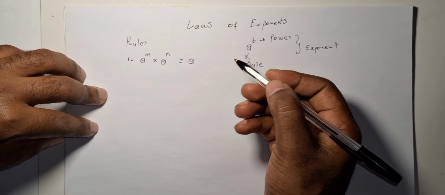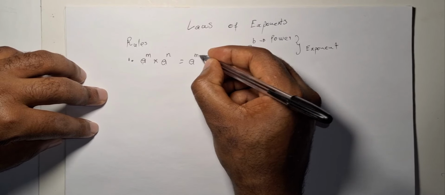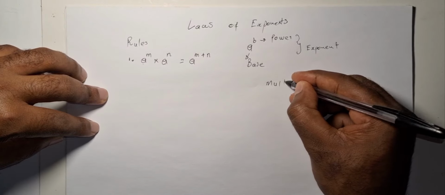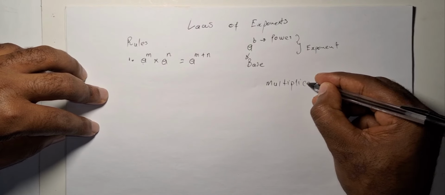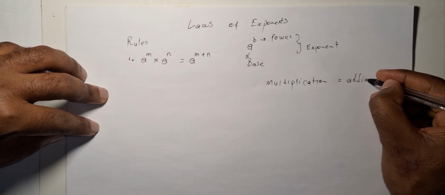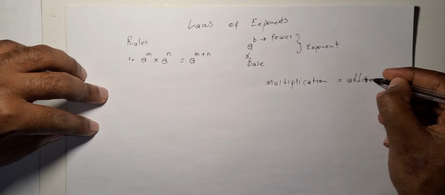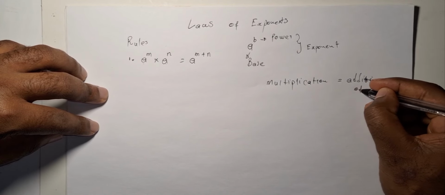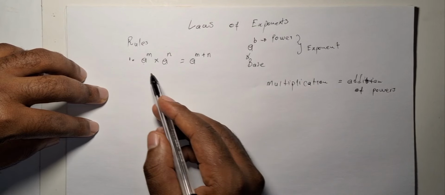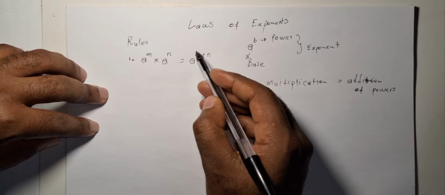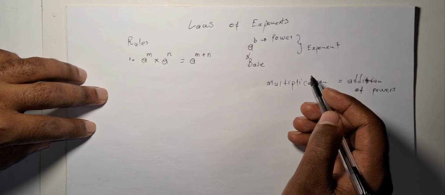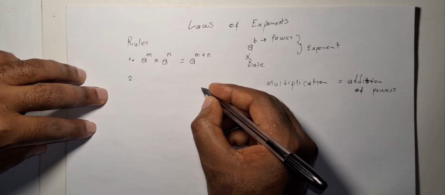So A to the power m multiplied by A to the power n is going to give us A to the power m plus n. Just to write it on the side, multiplication of bases is equal to an addition of powers. Keep this in mind all the time in this lesson. That is another way to remember the first law of exponents, which is called the product of powers. I hope you understood it and you'll be able to use it when we do examples.